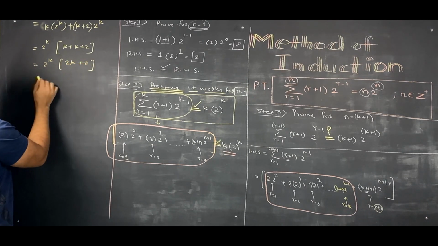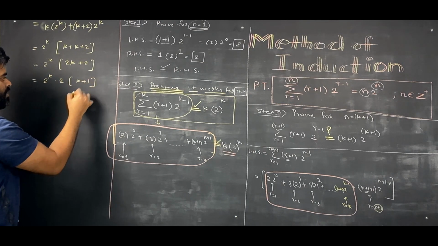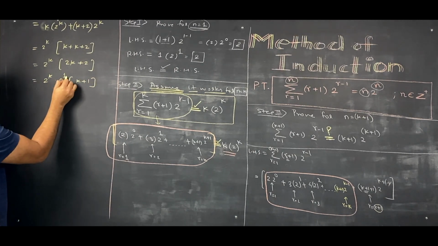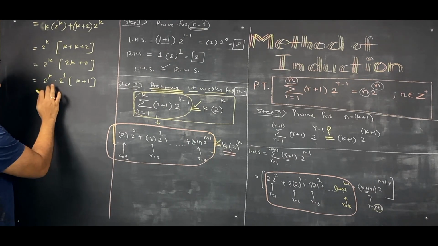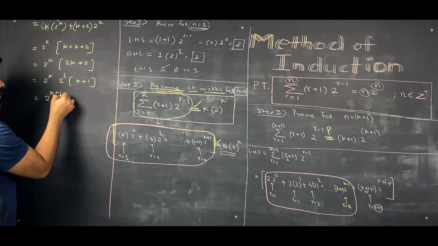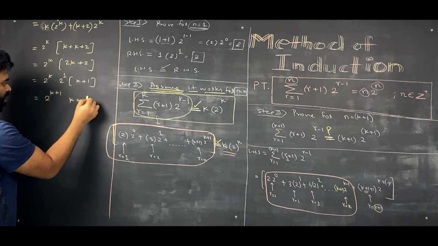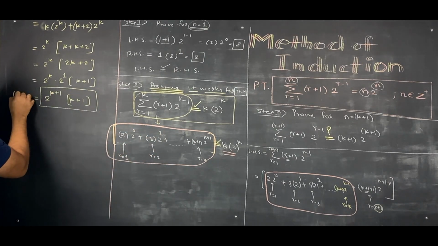Then you can take 2 out. 2 raised to k times 2 is equal to k plus 1, and 2 is 2 raised to 1, you can club these two terms. Base is same and the index is k and 1. It will become 2 raised to k plus 1 and times k plus 1. This is what I got, the value of LHS.